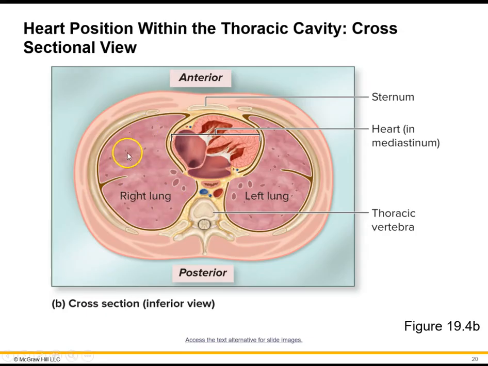Here's the right side of the body. Here's the left side of the body. Here's the heart. This is anterior. This is posterior. And you can see the right ventricle here lies more anterior than the left ventricle.